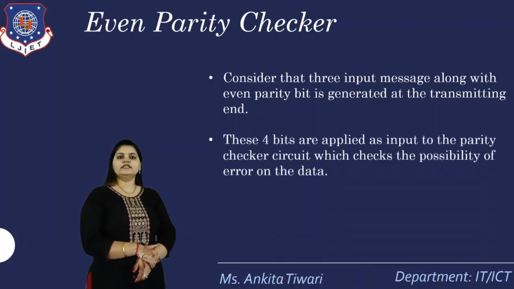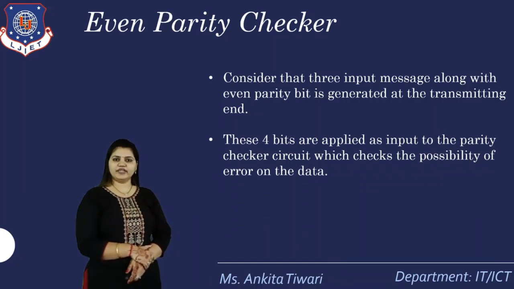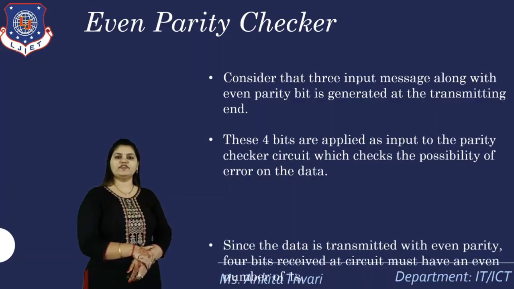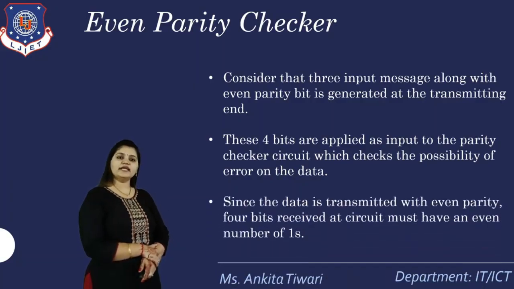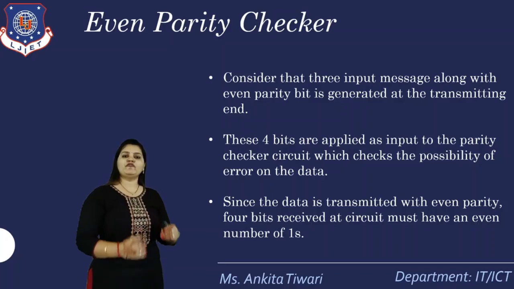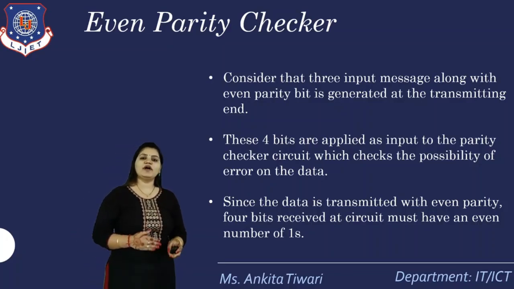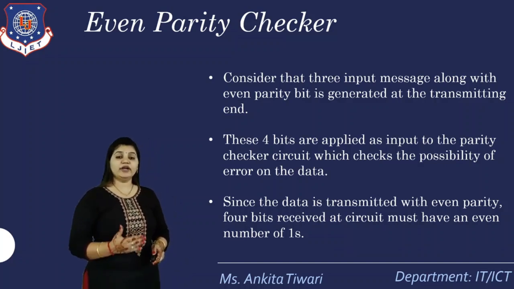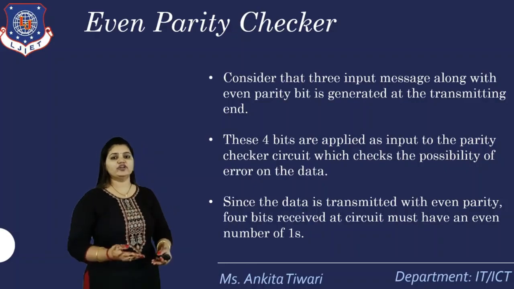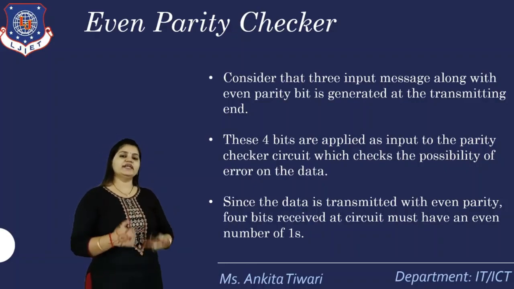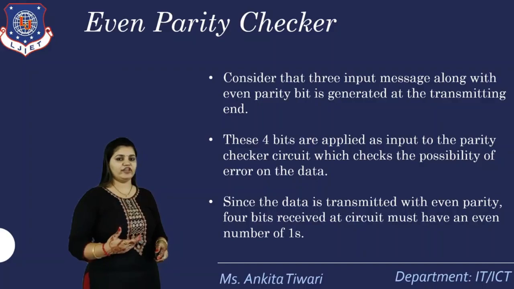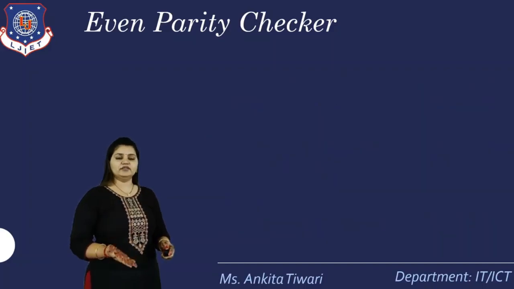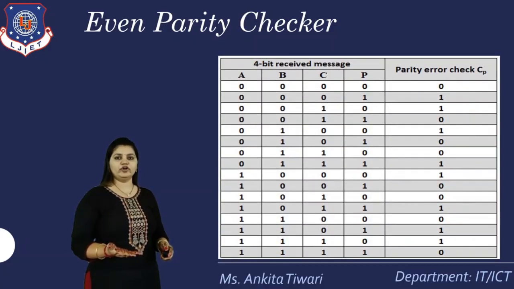Okay, so here these 4 bits, which are applied as 3-bit input plus parity, are given as an input to the parity checker circuit, which checks the possibility of error in the data. Since the data is transmitted in even parity, the 4 bits received at the circuit must have an even number of ones. How will we get the even number of ones? By adding the number, but this number is already added into it. We will check whether it is even or whether it is odd. If I am generating for even, we have to add that value itself in order to make it even or in order to make it odd.